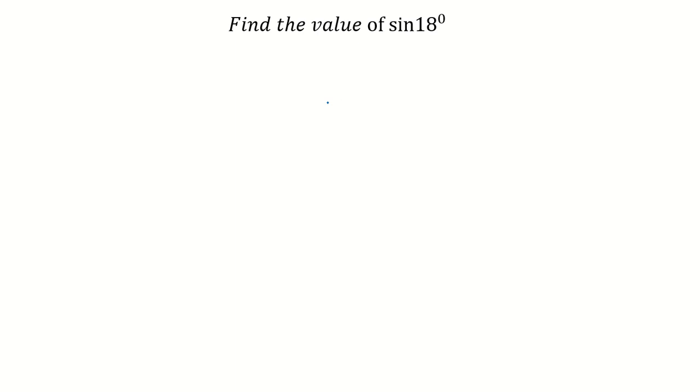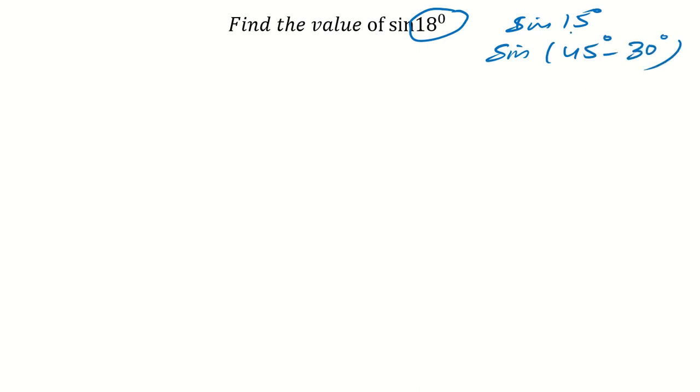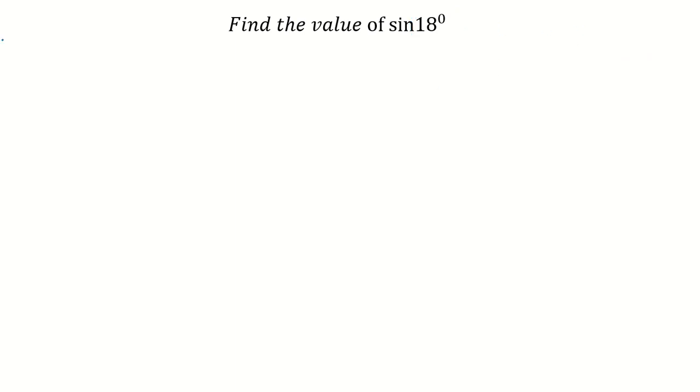You see, sine 18 degree, how will you find this value? What is the problem in this question? If you have some standard angle, for example sine 15 degree, then you can write sine 45 minus 30 and you can apply the identity sine x minus y and finish it. But here the problem is we cannot apply that. We cannot write 18 as two standard angles. If you write 90 minus 72, then how will you find the value of 72? So what will you do here?